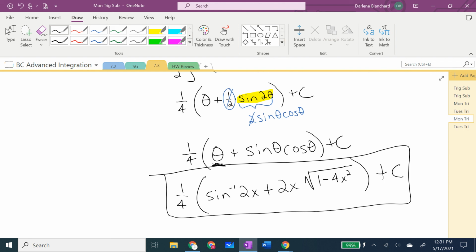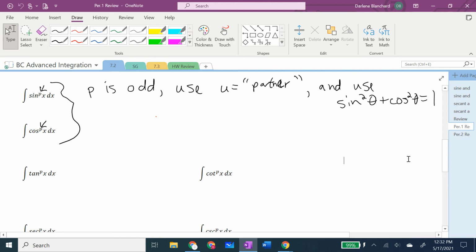So we've got like 5 minutes left. So what I'm going to do is I'm going to come back over here and let's remember, if you have a sine or cosine couple, if P is odd, then you are going to let U be its partner. So if sine is an odd exponent, U is cosine. If cosine has an odd exponent, U is sine. Then let the Pythagorean identity take you the rest of the way.